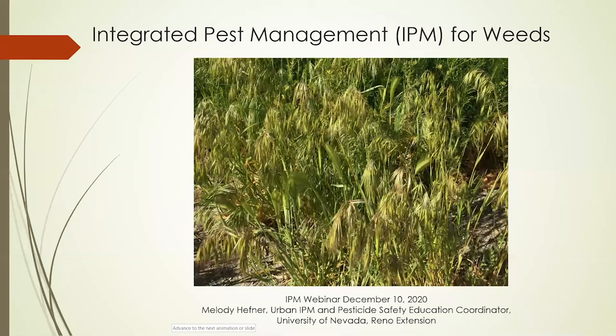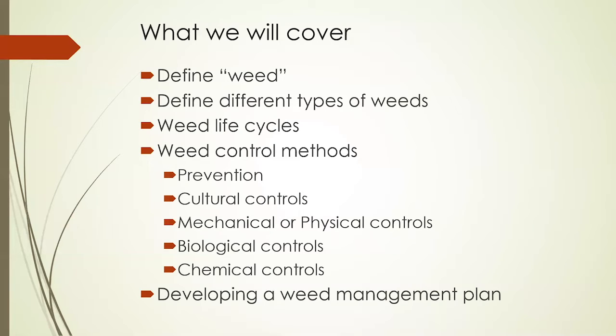We're just going to be talking about integrated pest management, or IPM, for weeds, and that's all the different methods that we can use to control weeds. What we need to do first probably is define what a weed is, and then define the different types of weeds. There's a lot of terminology for weeds out there. We want to talk about weed life cycles, and then we want to talk about the different control methods. And they're generally, when we're talking IPM, split into 5 groups: prevention, cultural controls, physical or mechanical controls, biological controls, and chemical controls. And then we'll just real quickly go through how you go about developing a weed management plan.